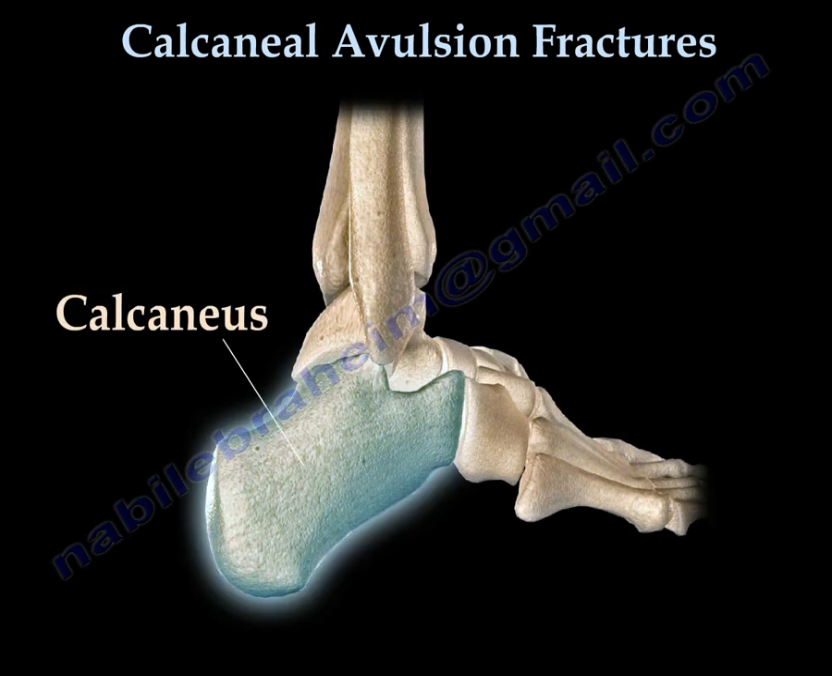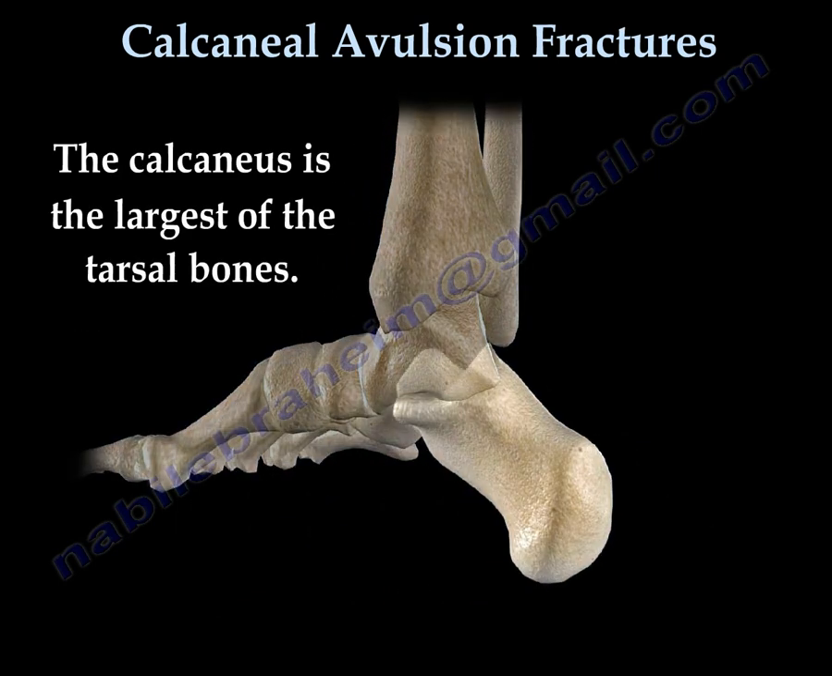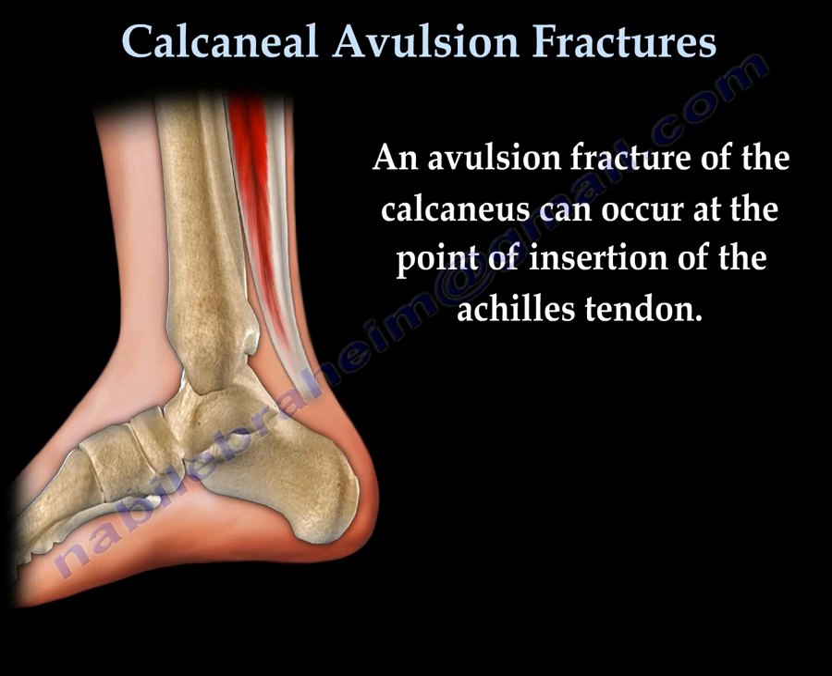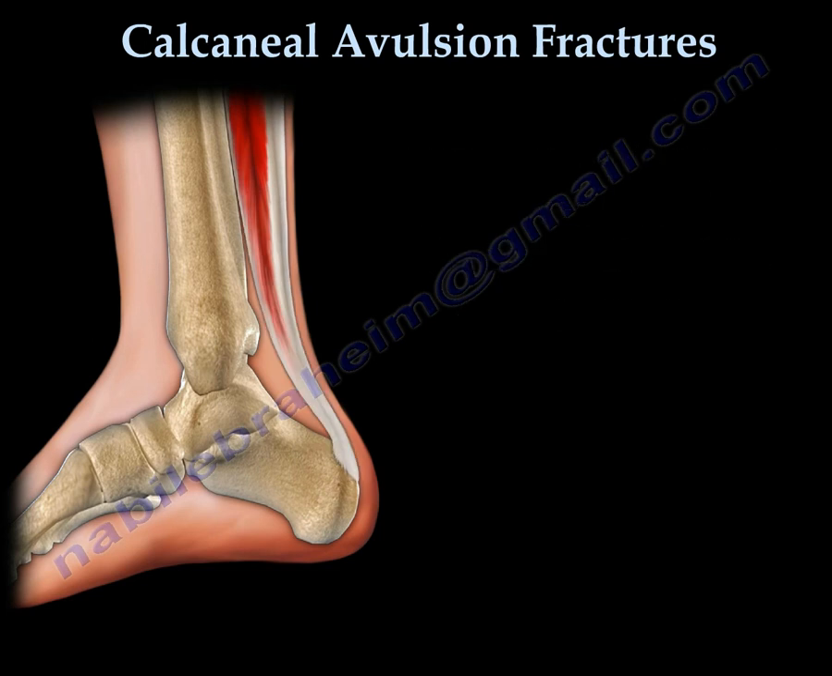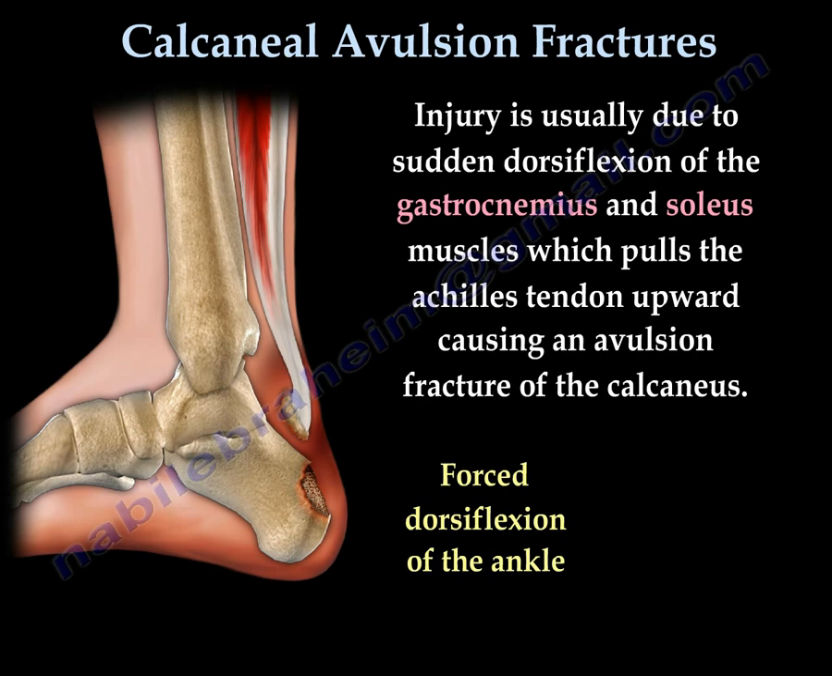Calcaneal avulsion fractures. The calcaneus is the largest tarsal bone. Avulsion fracture of the calcaneus can occur at the point of insertion of the Achilles tendon. Injury is usually due to sudden dorsiflexion of the gastroc and soleus muscles, which pulls the Achilles tendon upward, causing an avulsion fracture of the calcaneus.